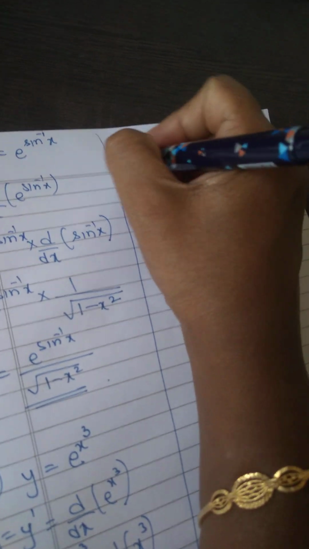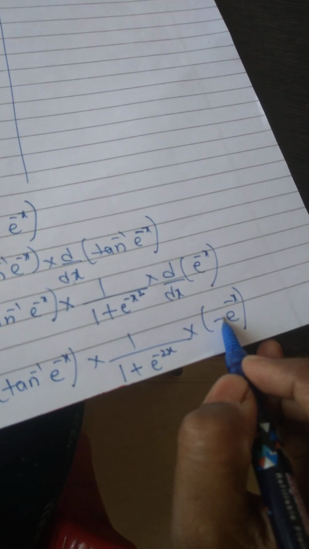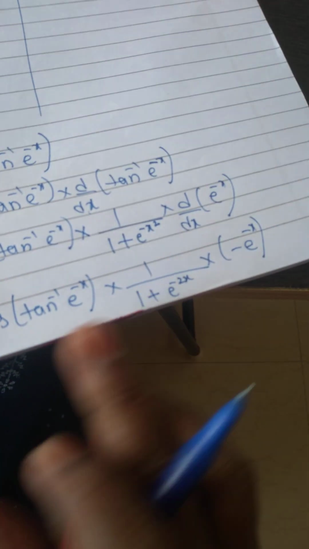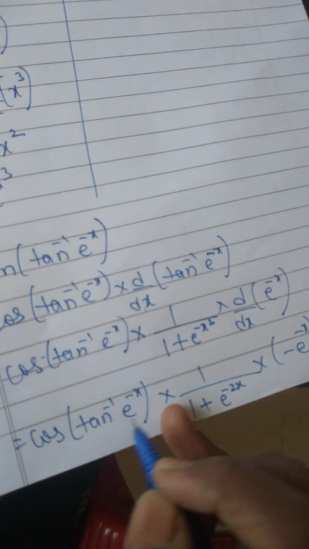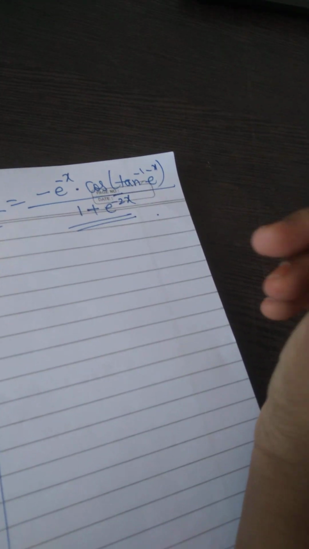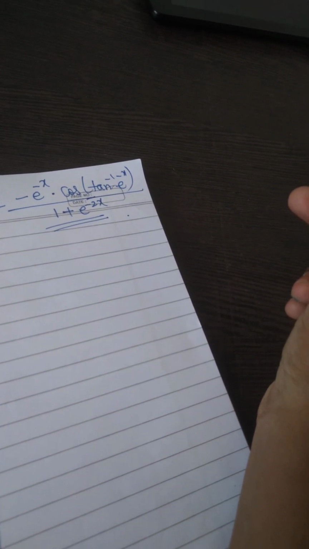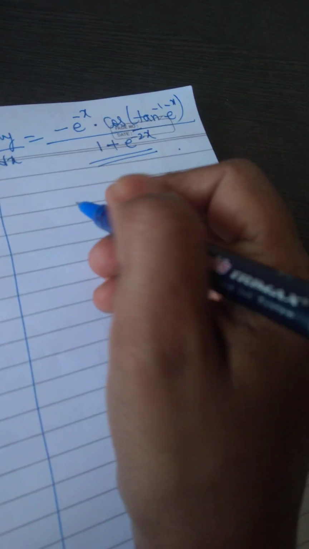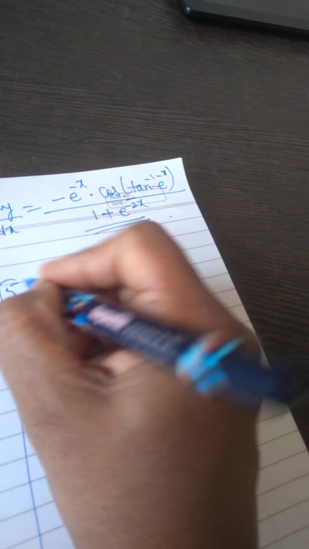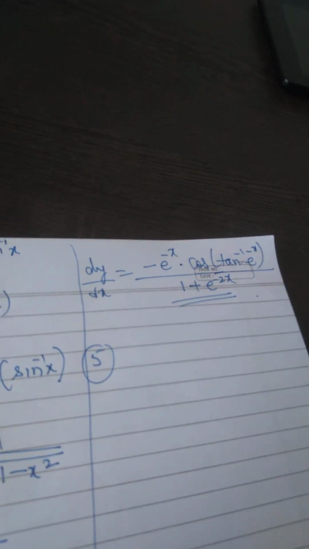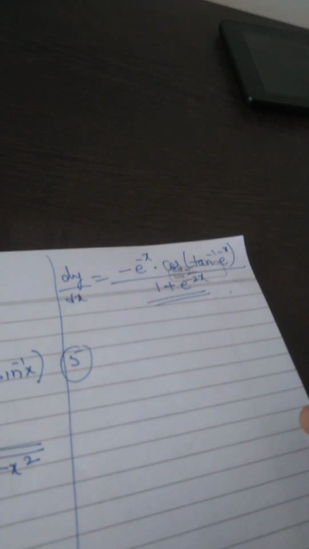Rewrite this in a proper format so that my final answer becomes dy by dx equal to, because it's minus, I'll keep this first, minus e power minus x whole divided by cos of tan inverse of e power minus x into 1 plus e power minus x square is my final answer. Hope you have understood. No doubts. Any doubt in any steps you can ask in the comment section.